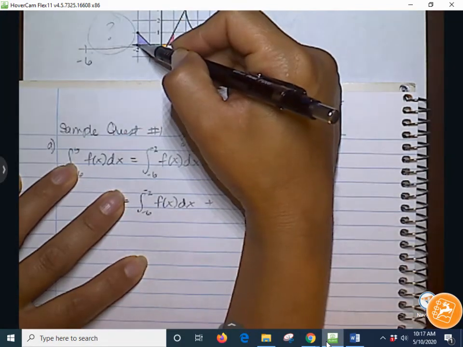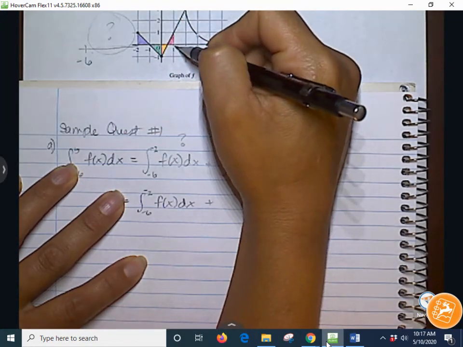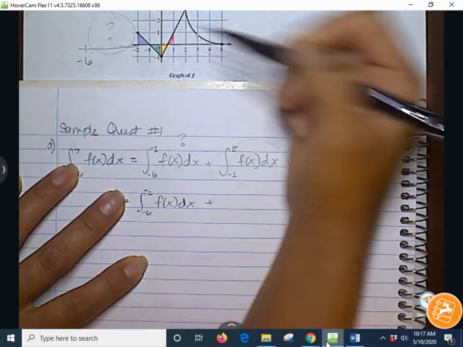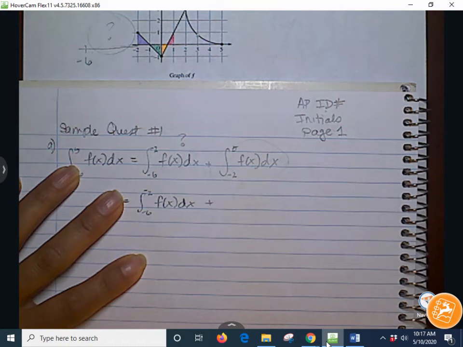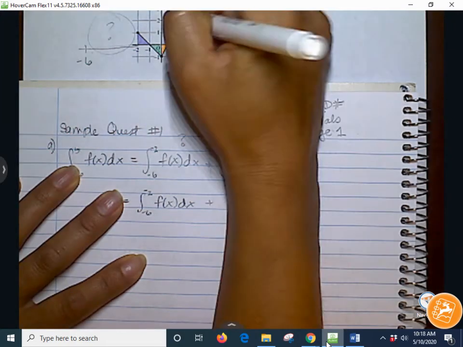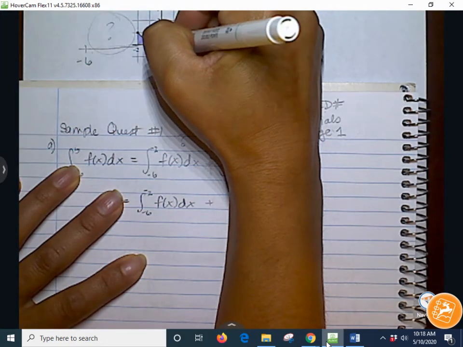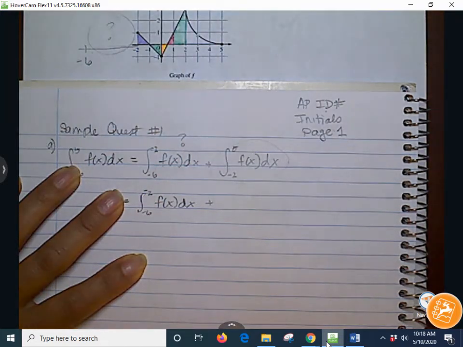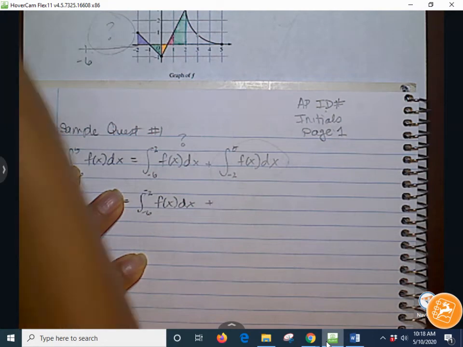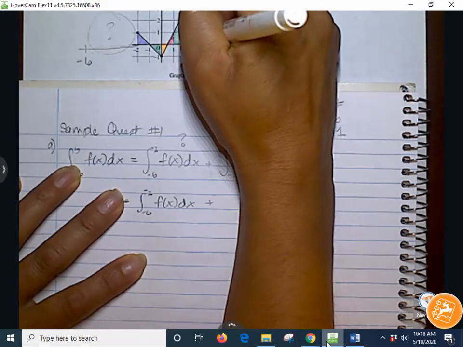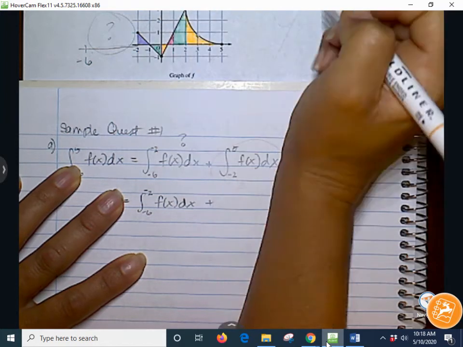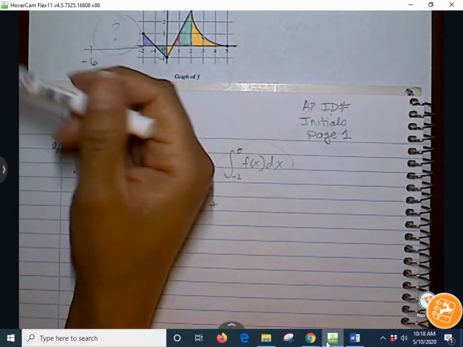I can see that from -2 to 1, the area is going to be 0 because these two cancel each other out, these two cancel each other out. So I only need to worry about actually calculating this area, which is a trapezoid, or you can do a square and a rectangle, whatever you like.